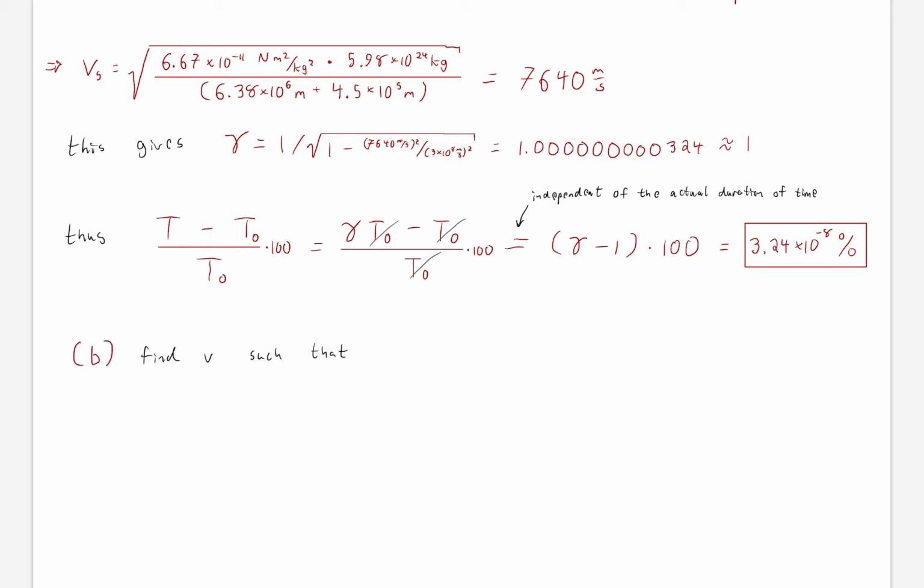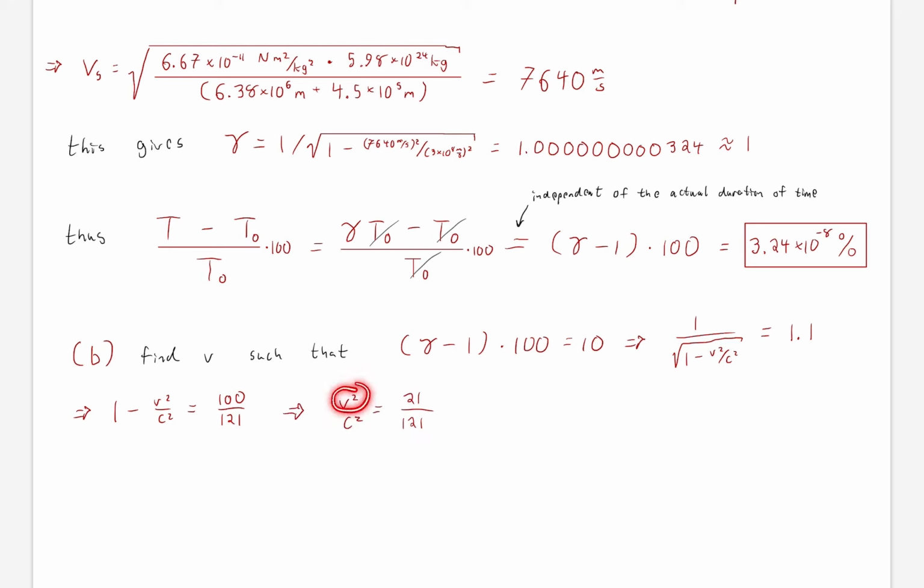Let's see. Okay, so we're simply going to find that velocity such that this percent error, which is just gamma minus 1 times 100, is equal to 10. So then it's simply a matter of replacing this expression with the actual expression involving gamma. And all I've done here is just divide both sides by 100 and add 1 to both sides, which is why we have 1.1 over here. Then I'm just going to clean this up a little bit, take the reciprocal, square both sides, which is where the 121 comes from, and then I'm just working here to isolate v.